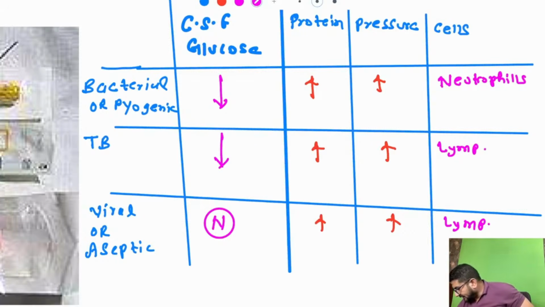ध्यान से देखो, क्वेश्चन में सबसे पहले क्या देखना है आपको? You have to see glucose. उसके बाद क्या देखना है? उसके बाद we need to see cells. Very very important. Am I clear? So these are the things which we need to understand.